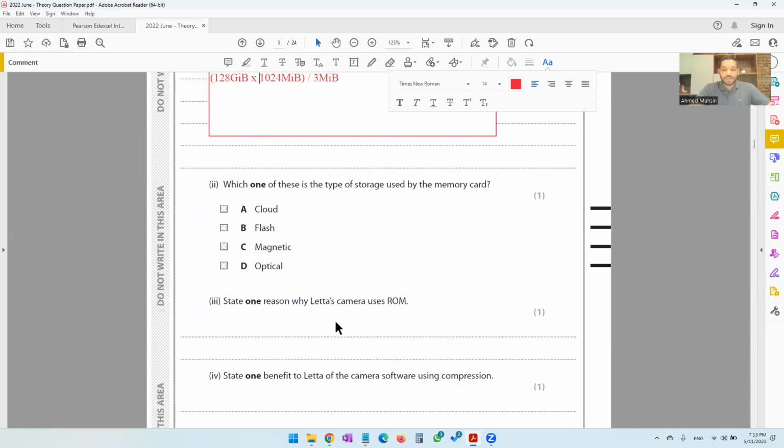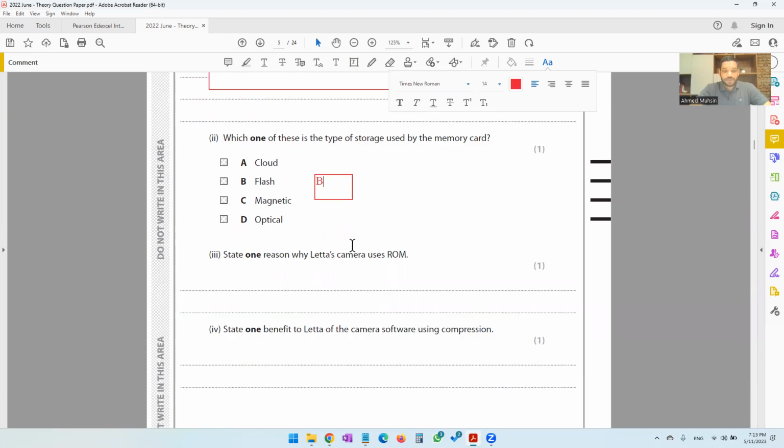The next question says, which one of these is the type of storage used by the memory card? We all know a memory card belongs to flash memory. So let's put the answer B, which is flash memory.